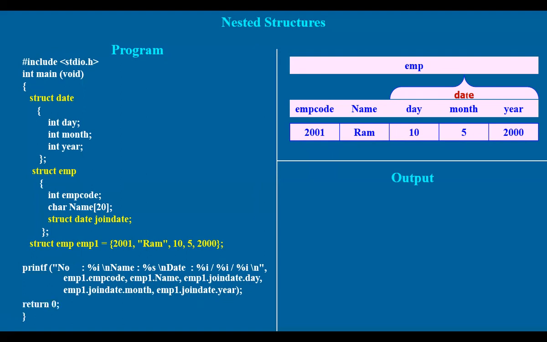this is the program. Now, if you compile and execute this program, it gives you the output like this: number, name, and date. And this date has 3 fields. So like this, you have to be very careful in accessing the data elements in the inside field. So when you are writing inside fields, that particular variable name also should be mentioned.